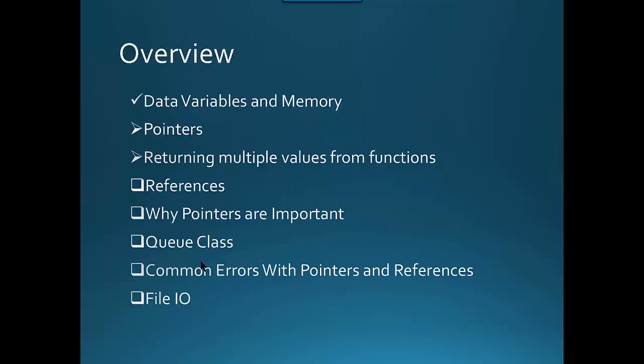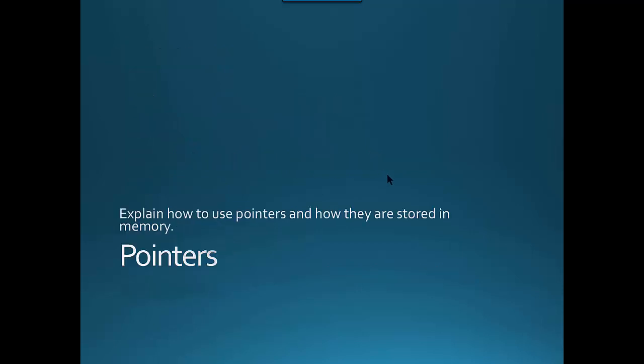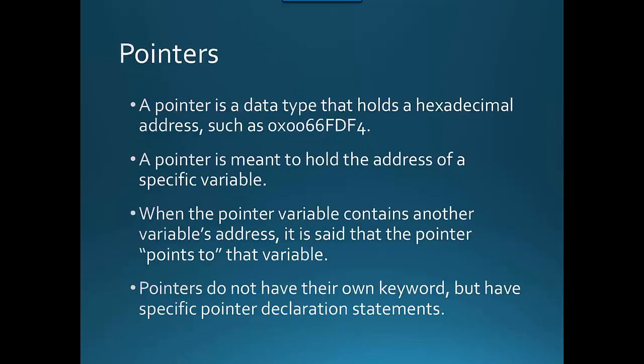Welcome back. Today we're going to look at pointers and returning multiple values from a function. So how do we use pointers and how do they store information in memory? Well, a pointer is a data type that holds a hexadecimal address. So in this case, 0066FDF4 is the memory address.